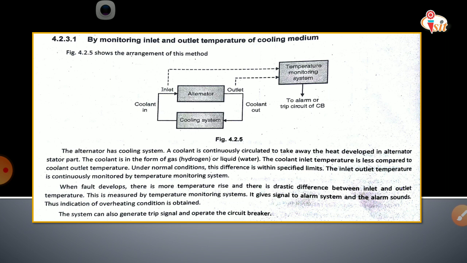So the alternator has a cooling system and coolant is continuously circulated to take away the heat developed in the alternator stator part. The coolant is in the form of gas or liquid, and the coolant inlet temperature is less compared to the coolant outlet temperature.